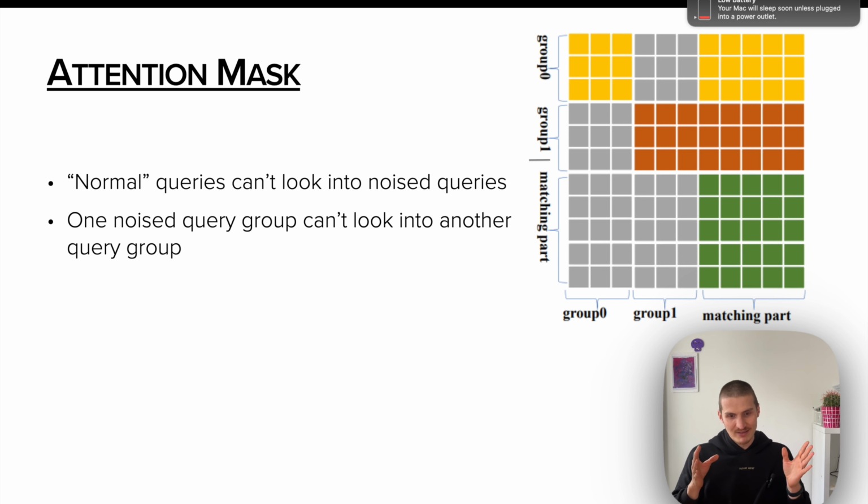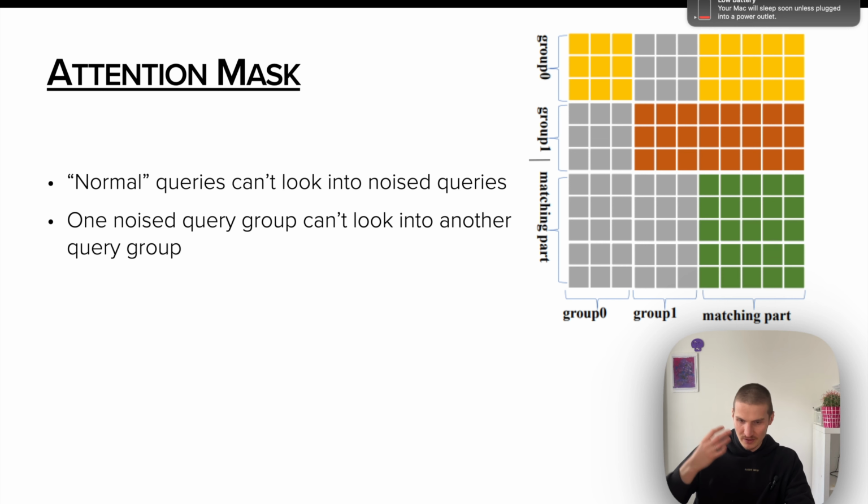We might also have the same between different groups. So if the first group receives this bird with the first version of noise, and the second group receives this bird with the second version of noise, just looking at different variations of noise of the same picture might allow you to more easily determine what the noise is and what is the ground truth object. So we want to isolate all the denoising groups as well. And for that we use the attention mask.